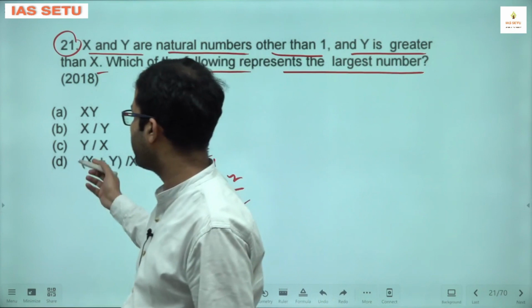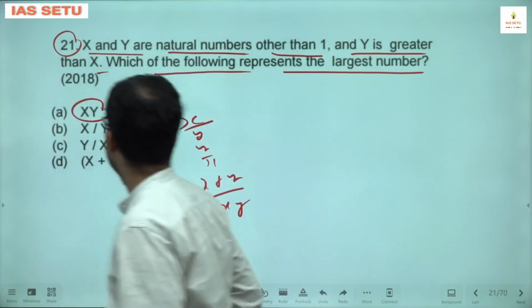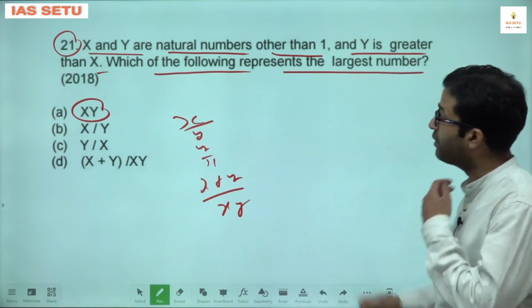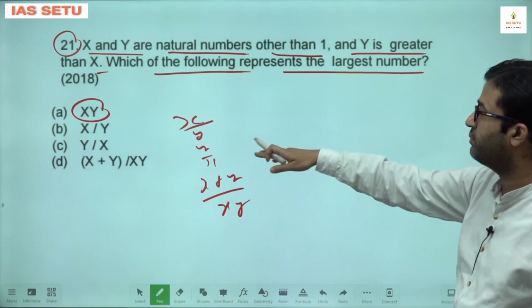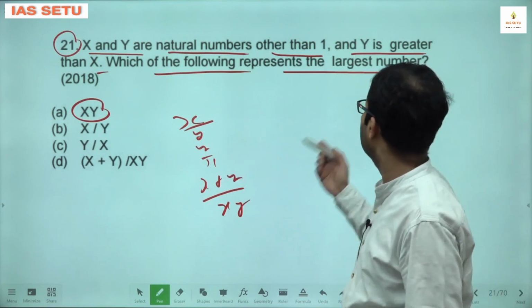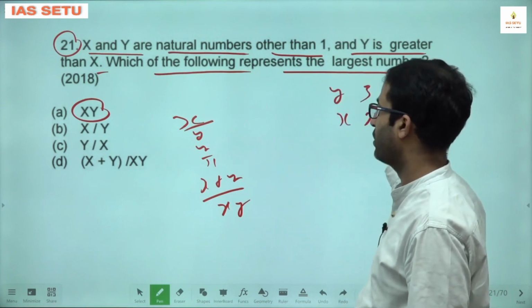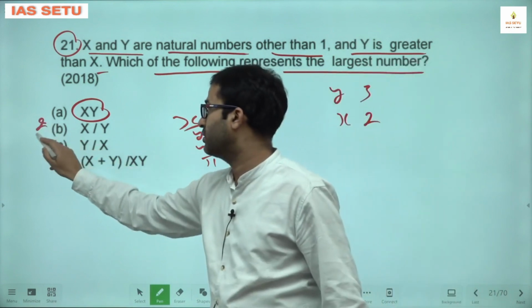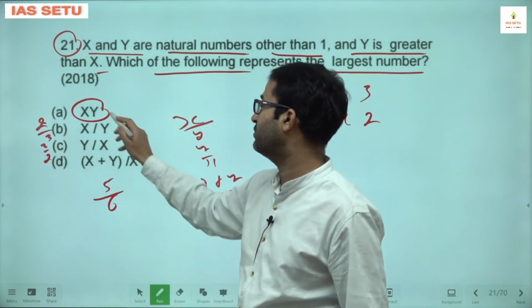So here three answer options are fractions. Answer option A is a multiplication here. So this is x into y, and both numbers are greater than 1, actually. And y is greater than x. For example, we take y as 3 and x as 2. So it is 2 by 3, this is 3 by 2, this is 5 by 6, whereas it is 6.